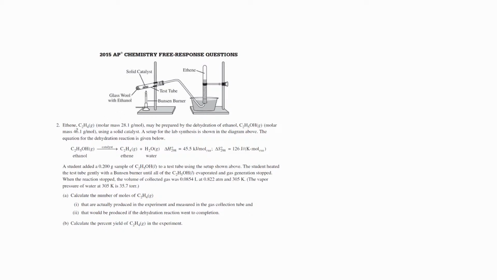Number 2, ethene, C2H4, has a molar mass of 28.1 grams per mole, and may be prepared by dehydration of ethanol. So our reactant is the ethanol, and with the help of a catalyst, we are forming the ethene, the alkene, and water. Remember, the dehydration reaction loses water, whereas hydrolysis will introduce water to break the polymer into monomers.